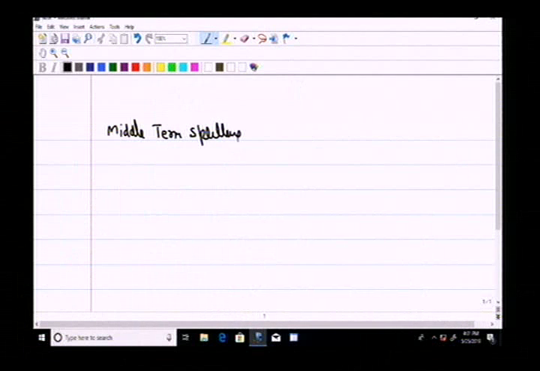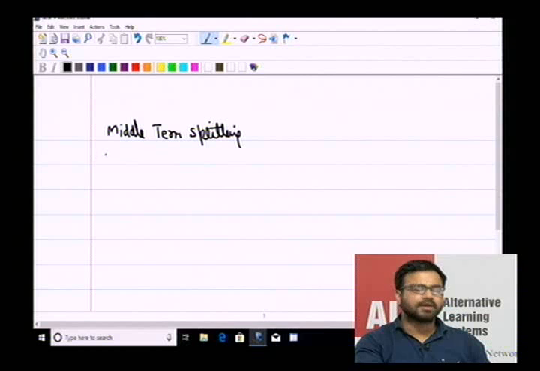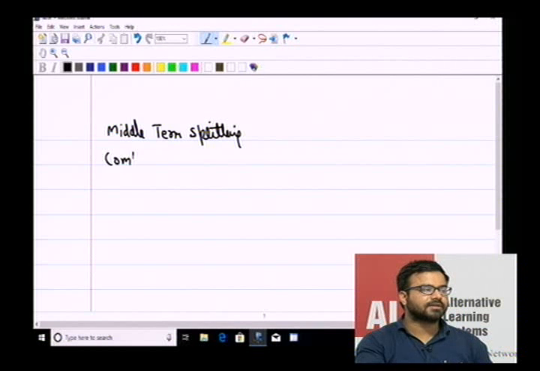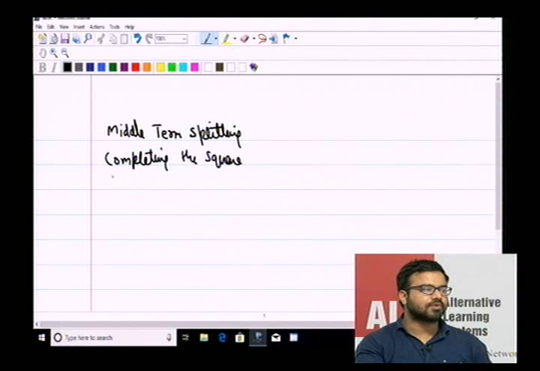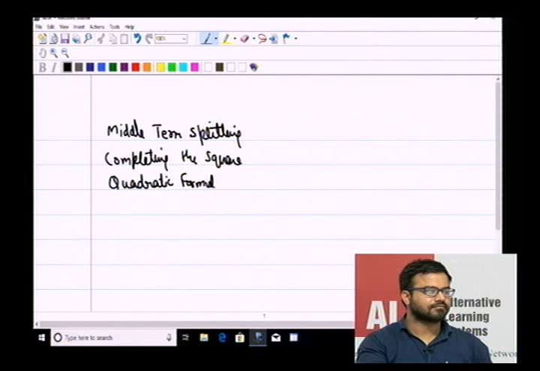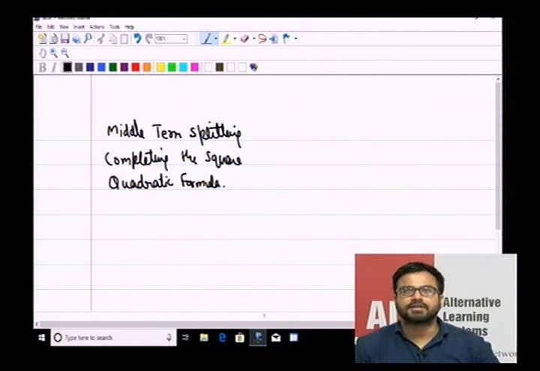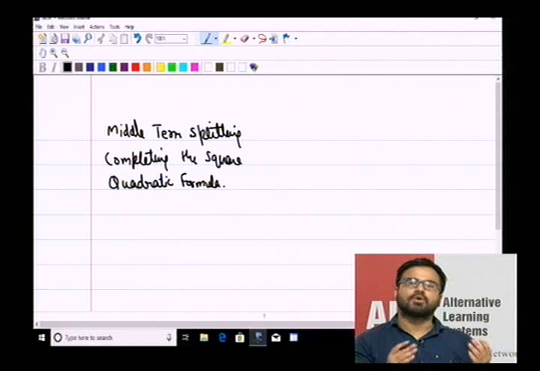So, in the last class, we started the quadratic equations, right? Let me tell you what we have done. We have done middle term splitting, how to solve a quadratic equation by middle term splitting, and we have done the completing the square method. And one more thing we have done, that is the quadratic formula. These are the three things which we started in the last class, and how to solve the quadratic equation by using these formulas. So let us start with the question.